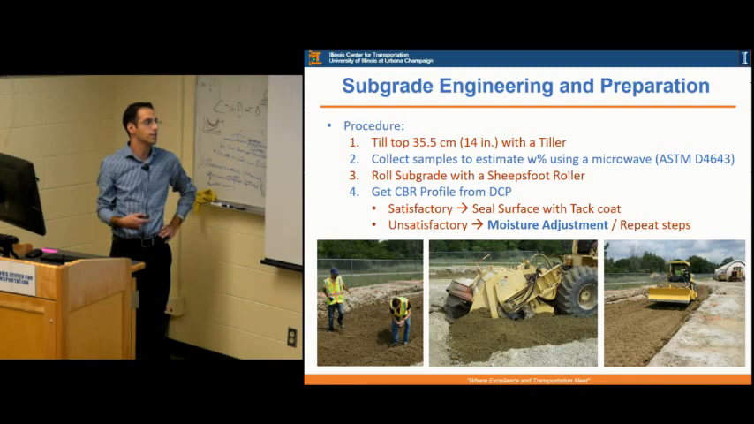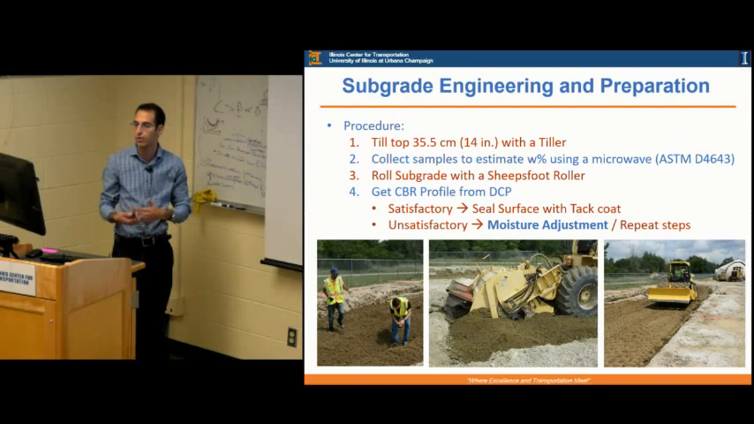If it's unsatisfactory, we go through iterations. So we do a moisture adjustment, and we repeat all the steps. So we till this subgrade again, we add the needed amount of water. If it's too dry, we have to wet it. If it's too wet, we have to dry it, and compact it again, get the DCP profile again, and so on.